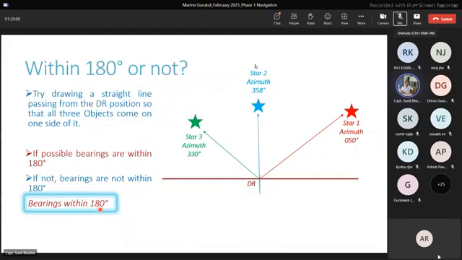Sir, the line must be passed through the DR position, right, sir? The straight line. That's right, beta. That's right. It should pass from the DR position. Okay.